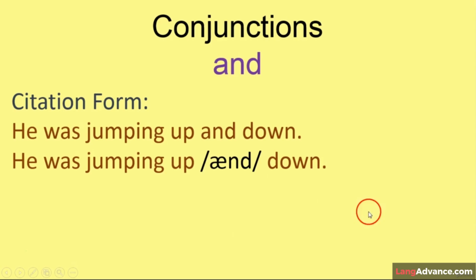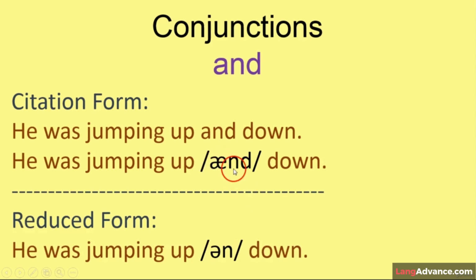In citation form, the word "and" is spelled like this. The symbol sounds like "a." We have the letter N, n, and the letter D, d, "and." However, in reduced form, "and" is pronounced "un." And combined with "up," it sounds like "upp'n." He was jumping up and down. Repeat after me. He was jumping up and down.